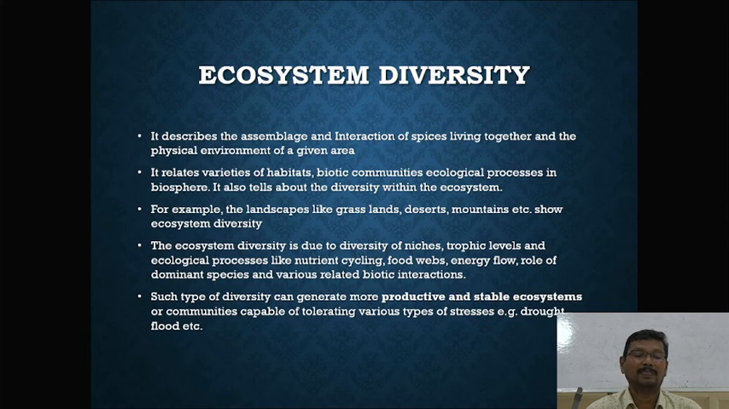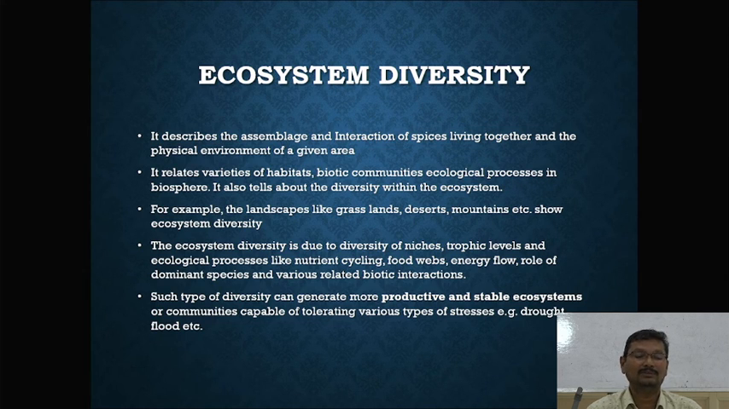Ecosystem diversity. It describes the association and interaction of species living together and the physical environment of a given area. It relates to varieties of habitats, biotic communities and ecological processes in the biosphere. It also tells about the diversity within the ecosystem. For example, landscapes like grasslands, deserts, mountains, forest ecosystem, desert ecosystem, aquatic ecosystem, lake ecosystem, like that.